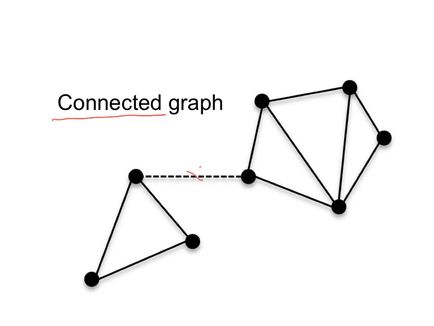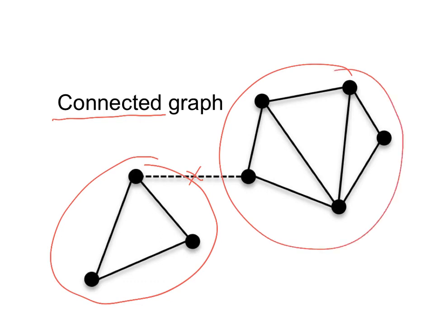But if we were to delete this dotted edge, then the graph would become disconnected. It would split into two connected components. A connected component is a piece of the original graph within which you can start from any vertex and reach any other vertex. But you can't grow the connected component further by adding more vertices. It cannot be enlarged without losing the connectedness property.